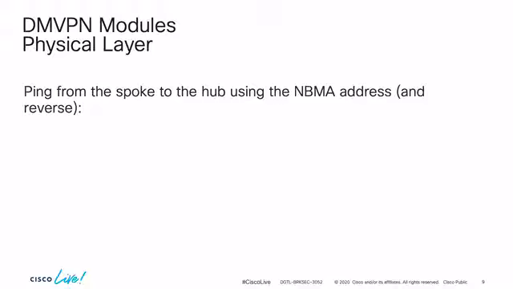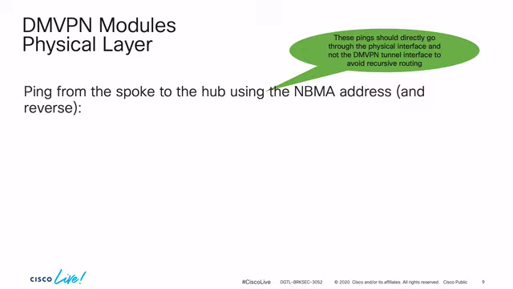So one thing which we need to make sure that we watch out for is that these pings should go directly through the NBMA address and not through the DMVPN tunnel interface. Because if it goes through the tunnel interface, then the router is going to experience a condition called recursive routing, and it would stop forwarding the packets. It would kind of get into a loop. So this is something very important that we watch out for when we are building DMVPN networks.